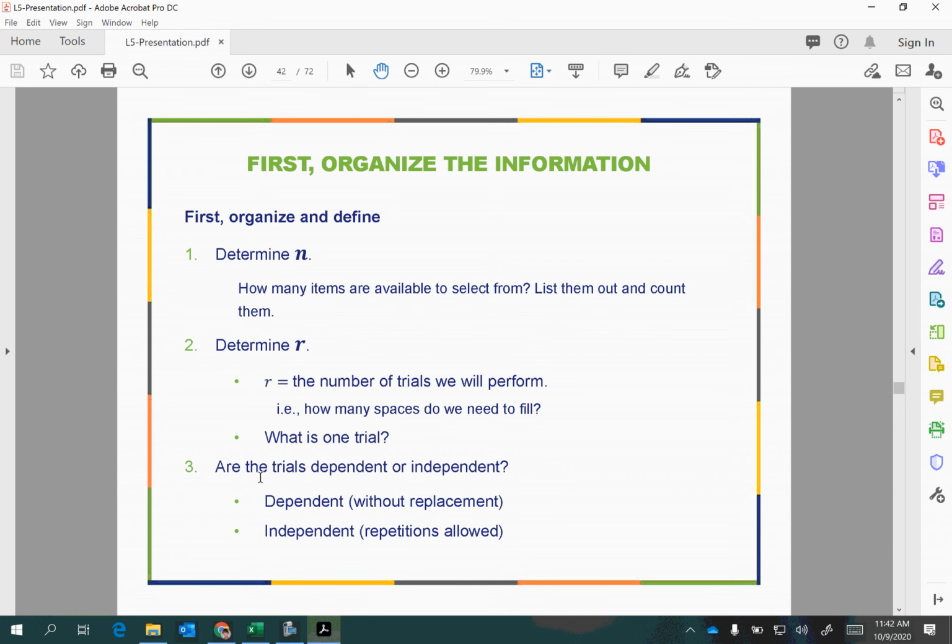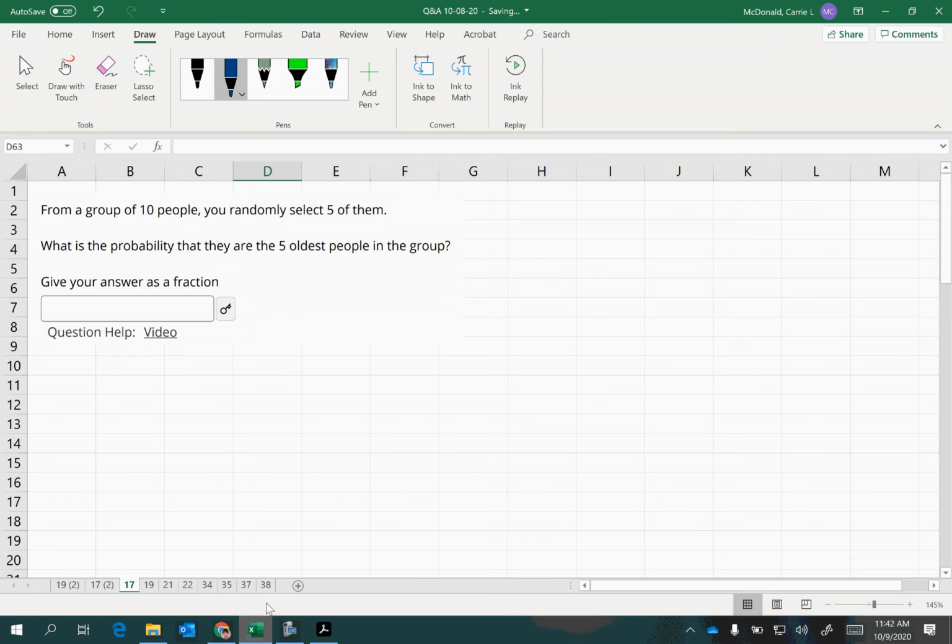3. Determine if the trials are dependent or independent. If they are dependent, it means that we are doing selections without replacement. If they're independent, then we are allowing repetitions. So let's begin by getting organized.